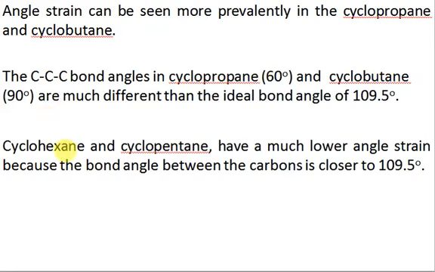In case of the cyclohexane and cycloheptane, they have much lower bond angle strains because the angles between the carbons are much closer to 109.5. In case of cyclopentane, the bond angle is 108 degrees, so just a difference of 1.5 degrees. Since this is a very small angle difference, we say that these cycloalkanes are strain-free. If a system is strain-free, it means it is stable, it will be less reactive. So cyclopropane and cyclobutane are highly unstable because of this angle strain.